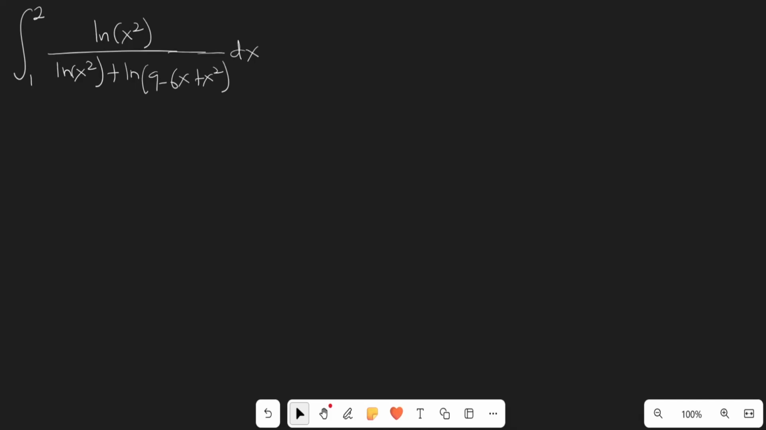So in this tutorial we are going to look at this integral from 1 to 2 of the natural logarithm of x squared, divided by the natural logarithm of x squared plus the natural logarithm of 9 minus 6x plus x squared, dx.